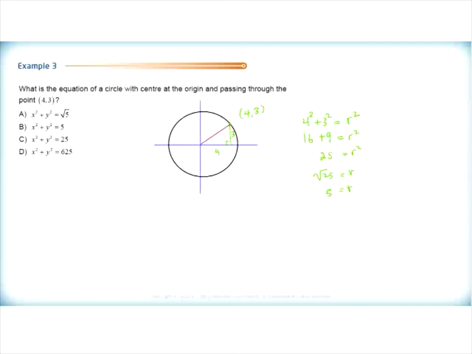I know when solving r squared equals 25, I probably should write plus or minus root 25. But we know because the radius is positive, it's the length of a line, so we're going to use r equals 5. So the radius of this circle is 5. So the equation of this circle is going to be x squared plus y squared equals r squared, which is x squared plus y squared equals 5 squared, which is x squared plus y squared equals, of course, 25. Correct answer is C.